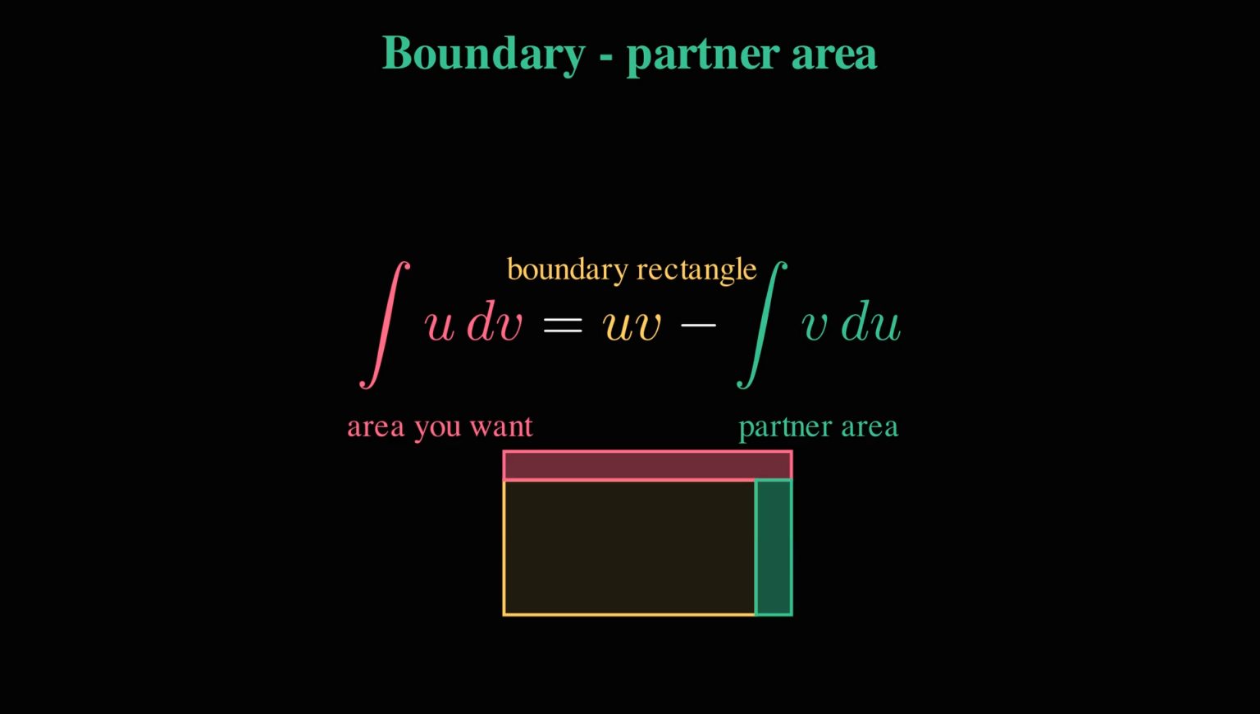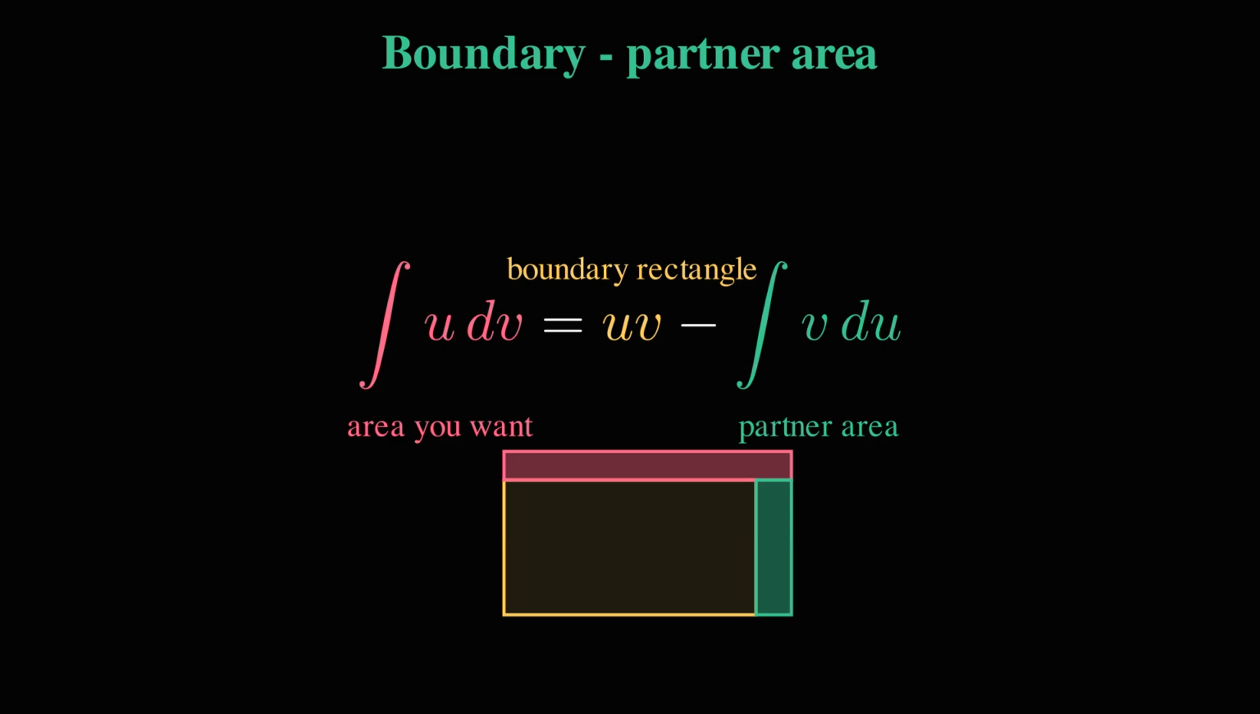Back to the rectangle. Why is this useful? Because sometimes the integral you have is a messy, swept area, but the partner area is easier. You trade one accumulation for another, not for free. Math is old enough to know better than that, but for a price you can see, the boundary rectangle UV.